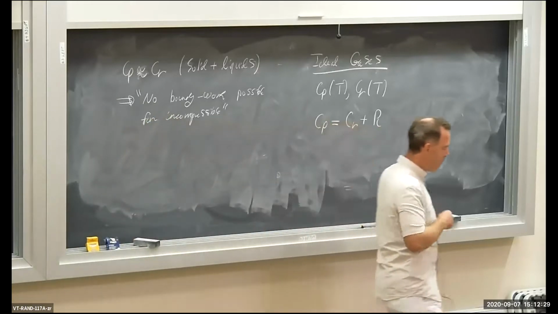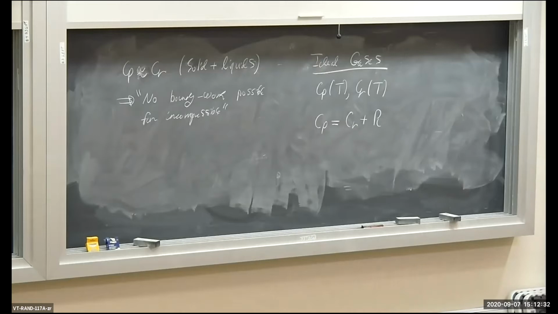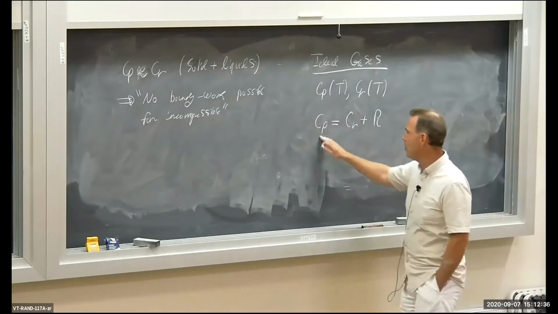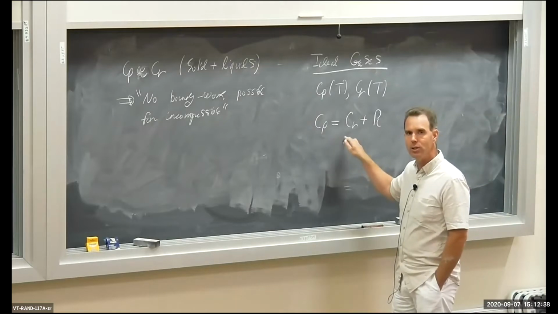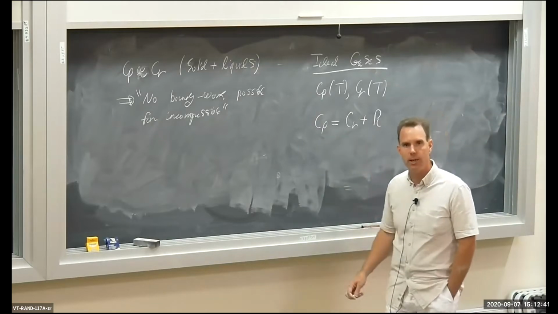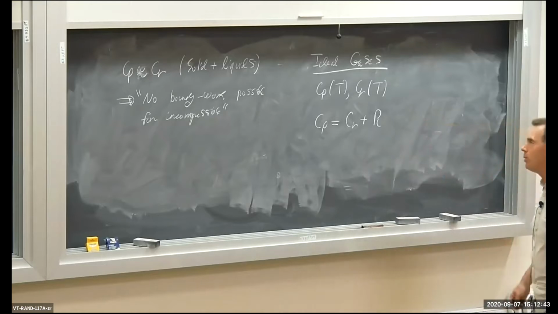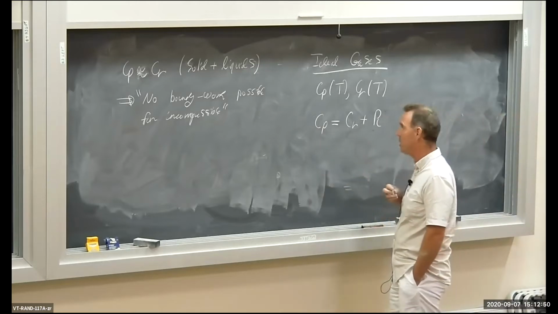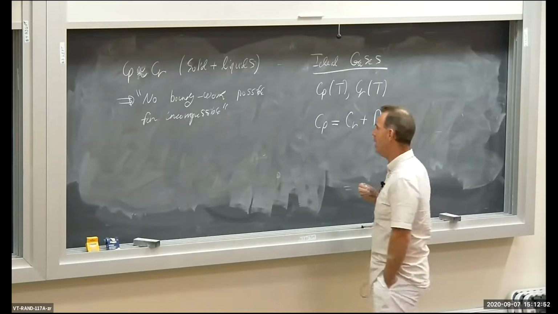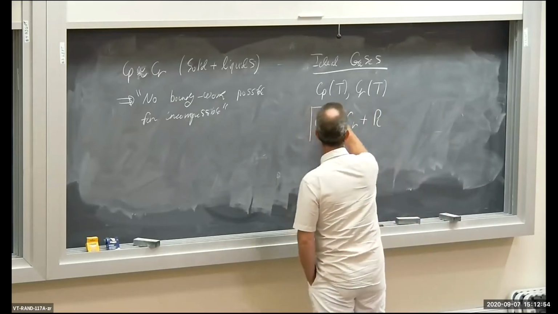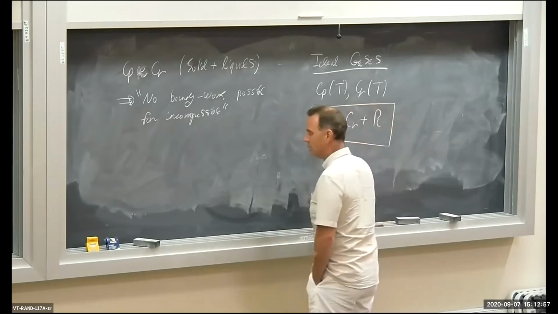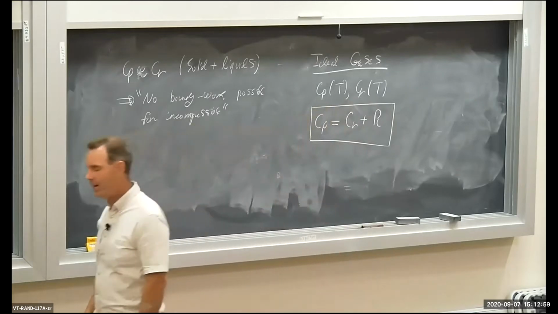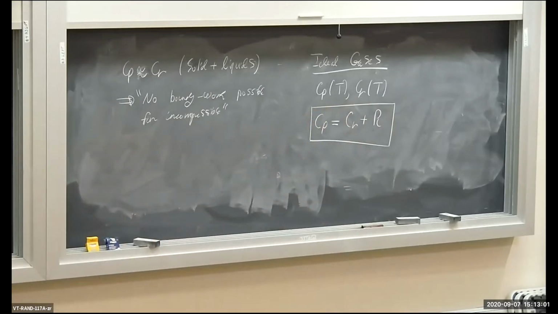I want you to accept this for the moment, and I will prove it later. It has something to do with the boundary work, which is the distinction between Cp and Cv. You can actually calculate the boundary work for an ideal gas and therefore get this expression, Cp is equal to Cv plus R. But for the time being, you should commit it to memory that for ideal gases, the difference between Cp and Cv is the gas constant.